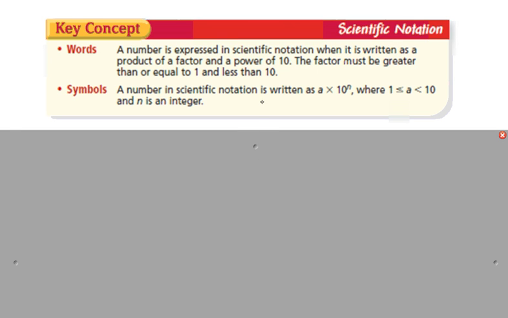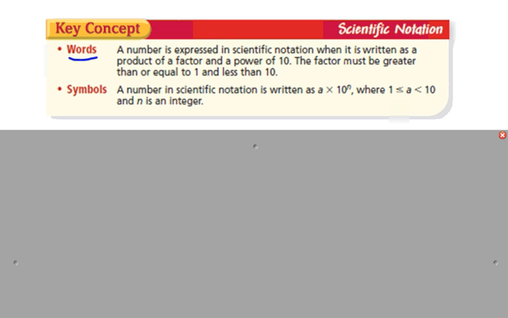It's maybe worthwhile to write this down. In words, a number is expressed in scientific notation when it is written as a product of a factor and a power of 10, meaning a number and a power of 10. The factor, that number, must be greater than or equal to 1 and less than 10. So anywhere from 1 to 10, but not 10, just less than 10. It could be equal to 1 though.